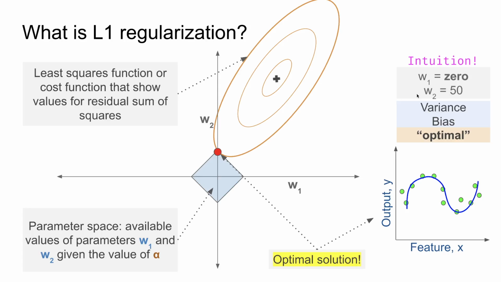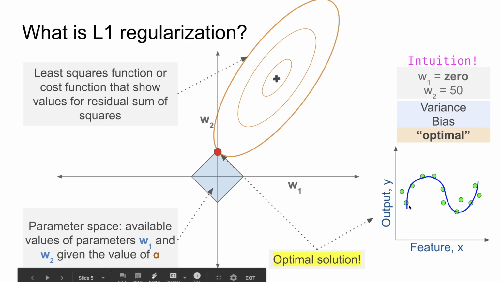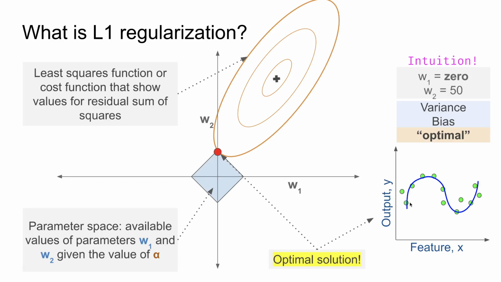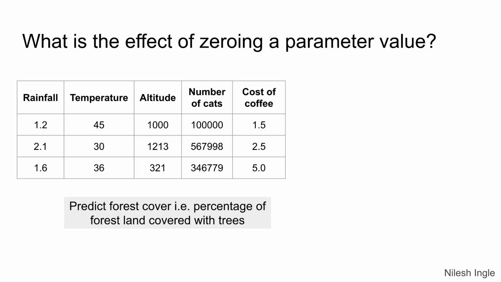And thus, in addition to moving away from overfitting, this type of regularization also helps in making the model more sparse, so a smaller number of features can be used.